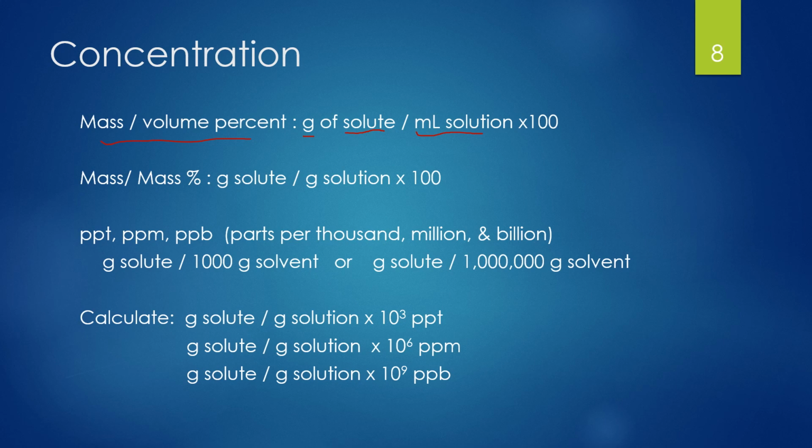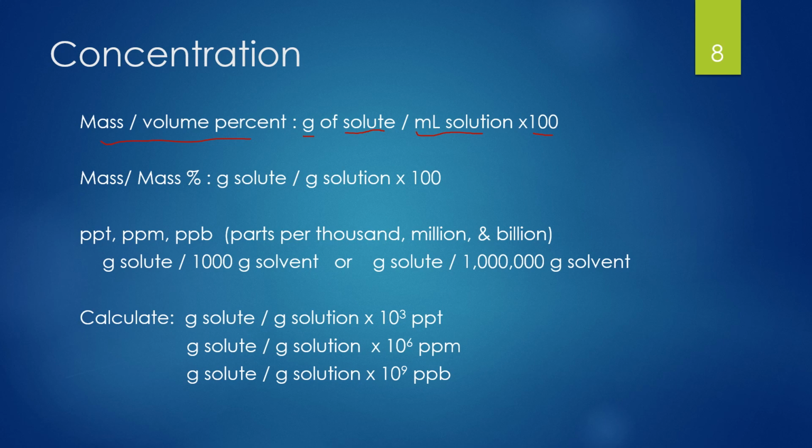So for mass volume percent, you need the solute in grams and the solution in milliliters. So get it in the correct units and then plug it in. Notice since it's a percent, we are multiplying it by 100 because that's how we make it a percent.